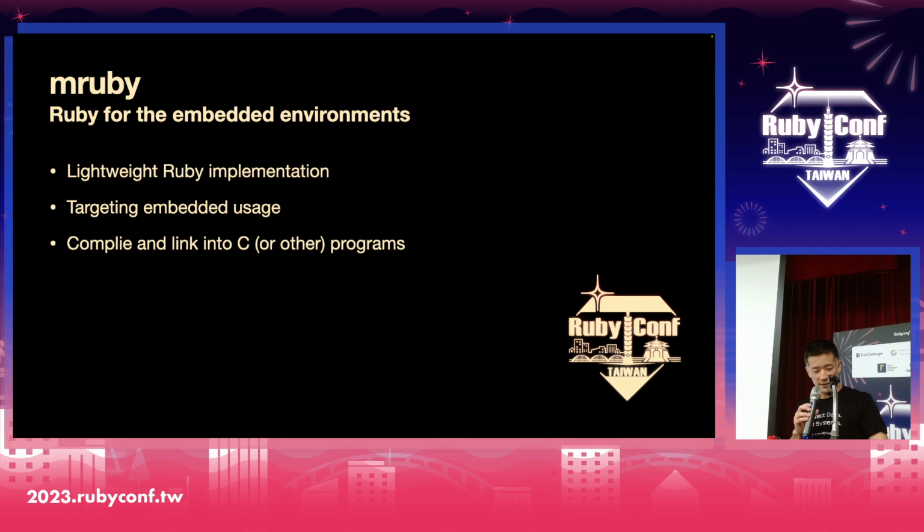And a little bit about mruby. This is RubyConf Taiwan, so I expect lots of people to know at least a little bit about mruby. It's another implementation of Ruby. If you don't know what implementation you're using, you're probably using CRuby, and there are other implementations like JRuby. And this one, mruby, is intended for embedded usage, and it's really good at integrating with your C programs.